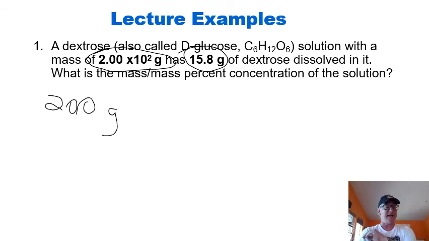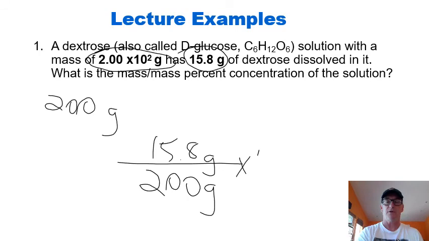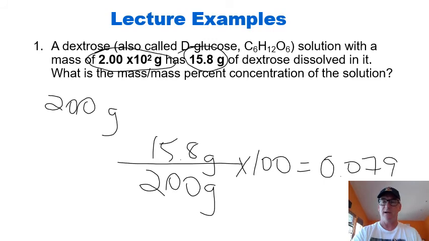So in this particular example, we do not have to figure out the mass of the solution because it's given to us. Because the dextrose is already dissolved, it has a mass of 200. So we put the 200 on the bottom because that's the mass of both the solvent and the solute. The solute is 15.8 grams. And remember to multiply the whole thing by 100. So when we do the calculation, we get 0.079.